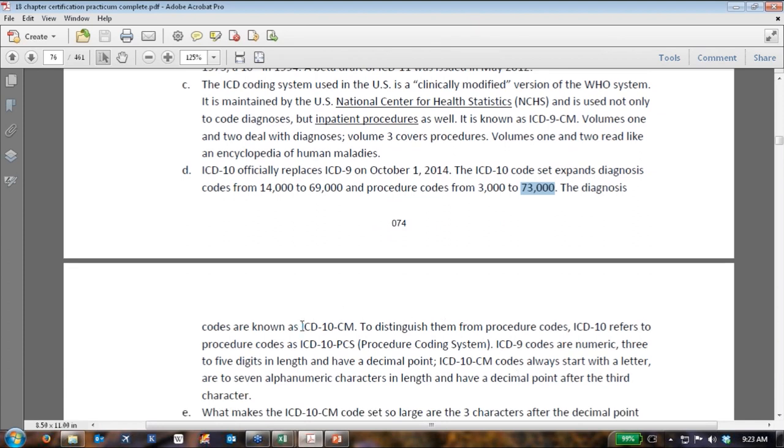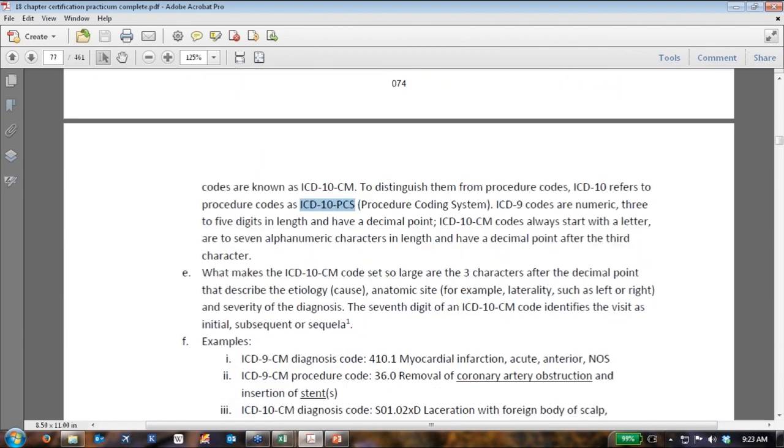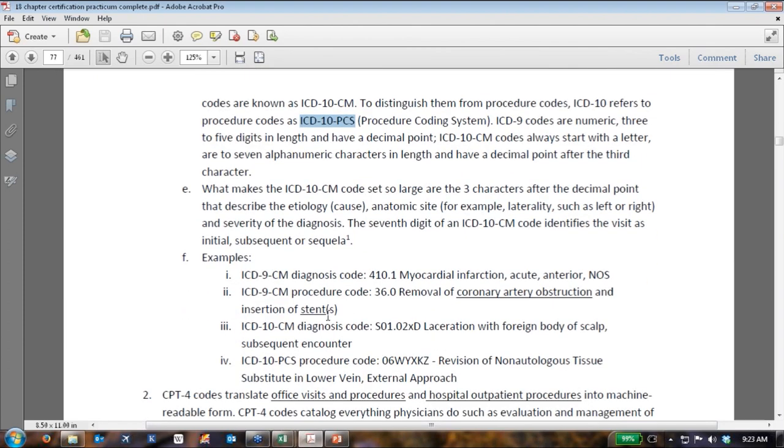Now, the new book more clearly distinguishes between the diagnosis coding side, which it calls ICD-10-CM, and the inpatient procedure coding side, which is called ICD-10-PCS. And the codes look very, very different. You see some ICD-9 codes here, diagnosis code.